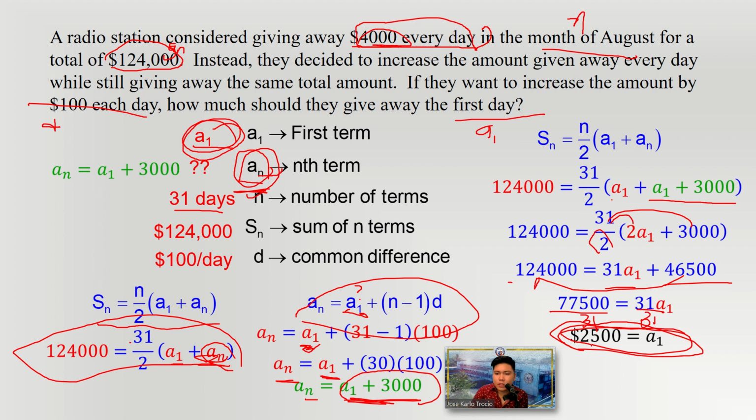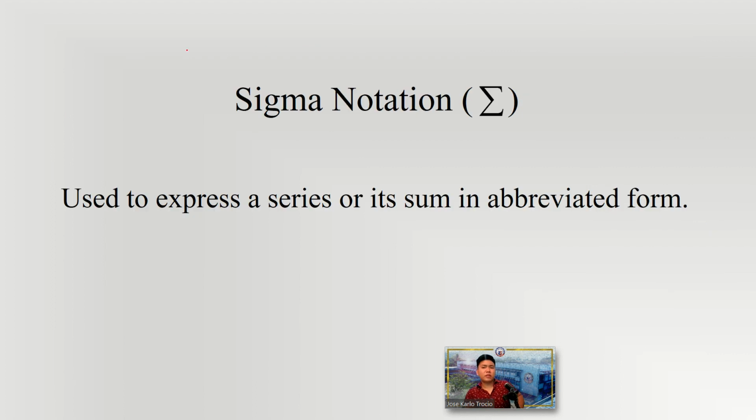That makes sense because 2,500 plus 100 plus 100 plus 100 up to 31 days, if you count, sums up to 124,000. Sounds a little bit tedious.